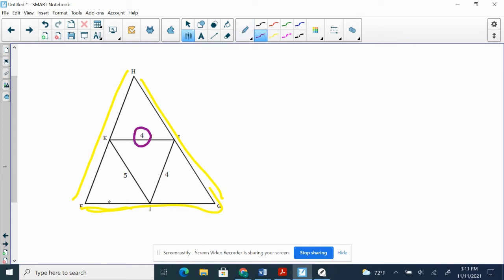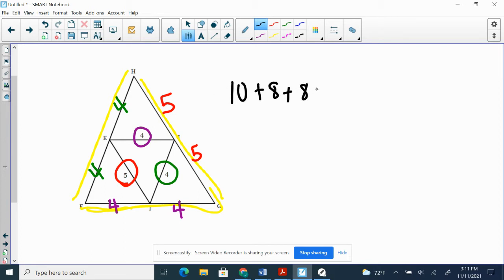So this 4 is going to give me a 4 here and a 4 here. This 4 is going to give me 4, 4. This 5 is going to give me 5, 5. So that gives me 10 on this side, 8 on this side, and 8 on the other. So I have 26.